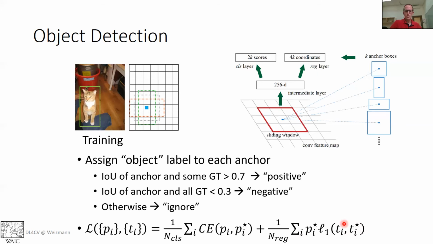If you recall, for anchors that are background, we don't really care about the bounding box regression that the network outputs. It can output whatever it wants. We won't look at it at inference time. So for all the positive and negative anchors, we have cross entropy loss. And for only the positive, we have regression loss. So this is the loss for the training of the RPN.